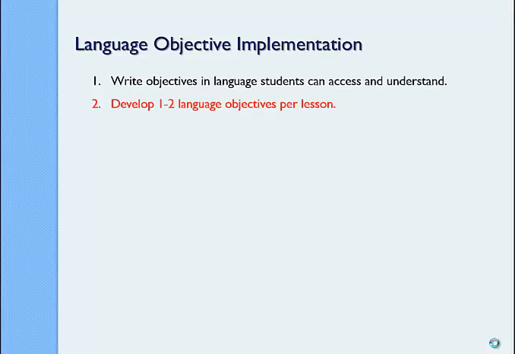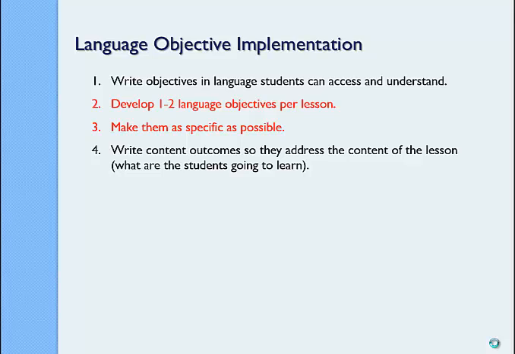Only develop 1 or 2 language objectives per lesson. And if you're starting out, just try 1 lesson in a day. Don't try and do it for every lesson. But 1 or 2 language objectives per lesson is enough. Many teachers are trying to accomplish too much in a short time span, and this helps you focus in on just a couple of narrow points. Make those language objectives as specific as possible. The more specific, the better.